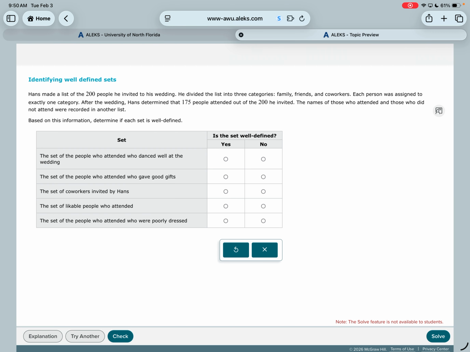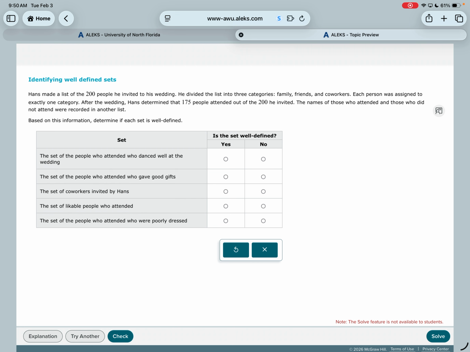I was going to try to make this one easier to read. 200 people in a wedding: family, friends, and coworkers. Made 3 categories. Each person was assigned to 1 category. Hans determined that 175 people attended out of the 200, the ones who attended and those who did not attend. So you got people who attend, didn't attend, and whether they're family, friends, or coworkers.